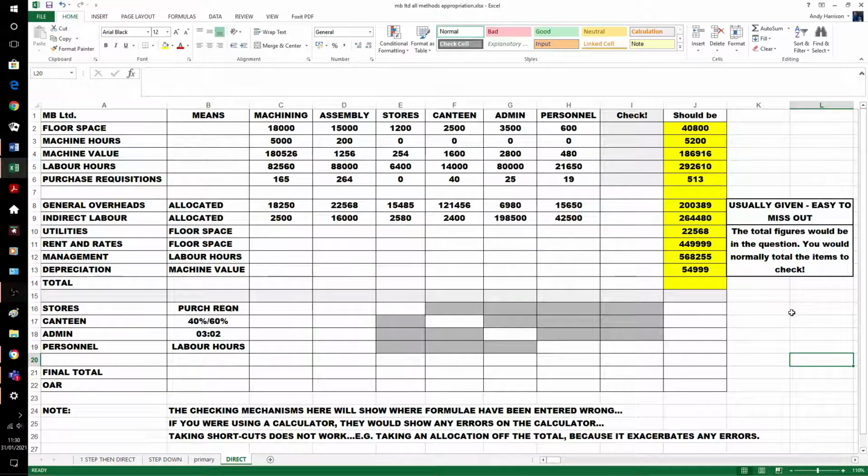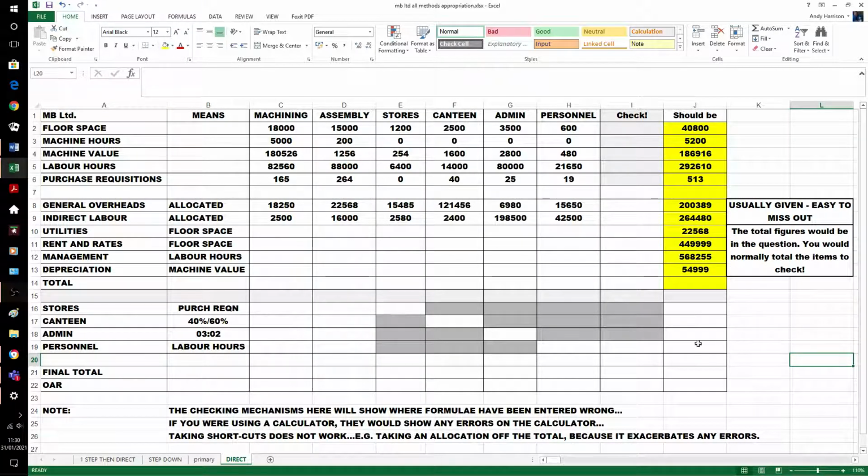So this is our table. The information is normally in separate little boxes up above, which means you end up scrolling up and scrolling down. I put it on a single sheet, and these are our totals of our general overheads and indirect labour. I'm building in lots of checking mechanisms, so they'll show on a spreadsheet if I've entered the formula wrong more than anything else. If you're using a calculator, they'll show calculation errors.